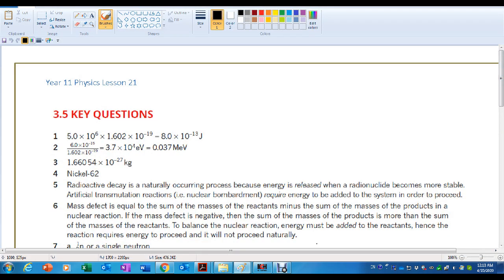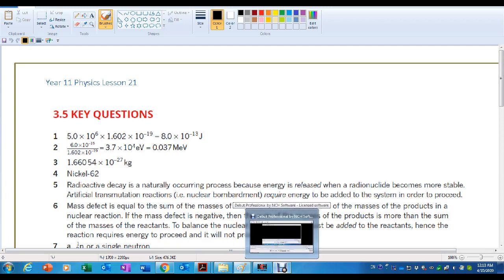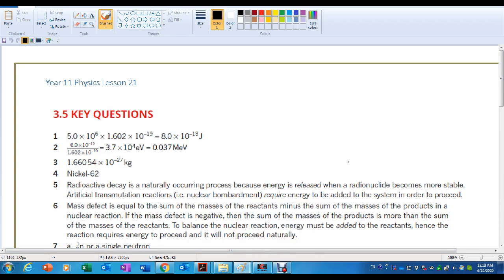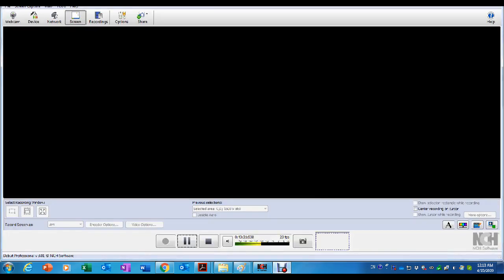So that's it. We just finished lesson 21. That's the end of mass energy equivalence, and the next lesson will be fission and fusion. Then we'll finish up the whole chapter on the nucleus. That's it. See you next time.